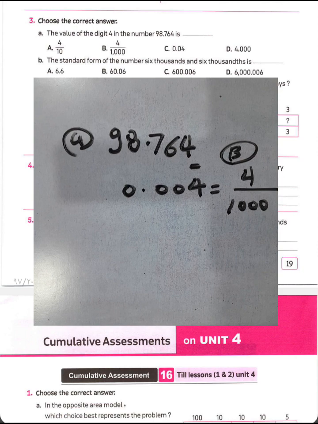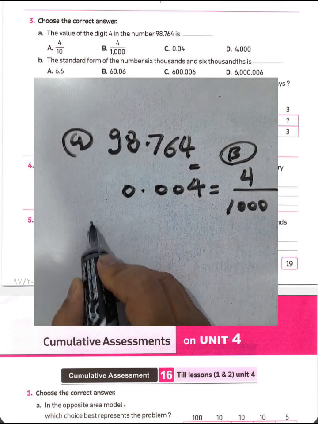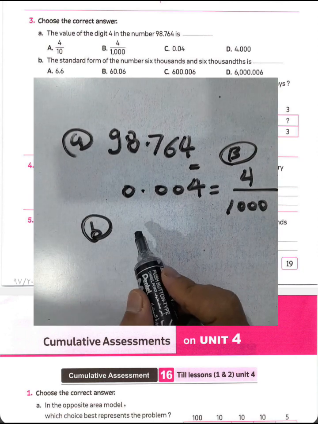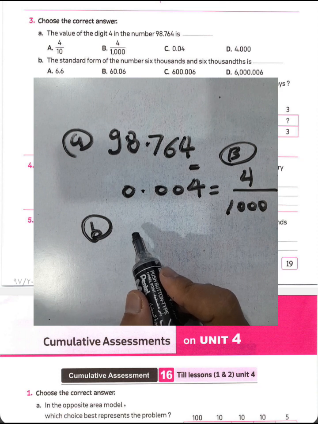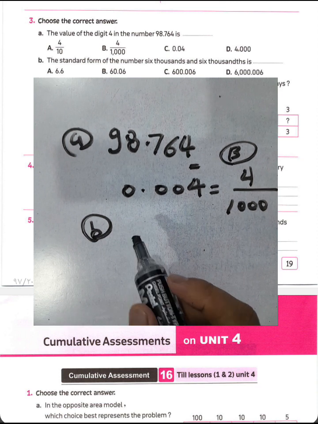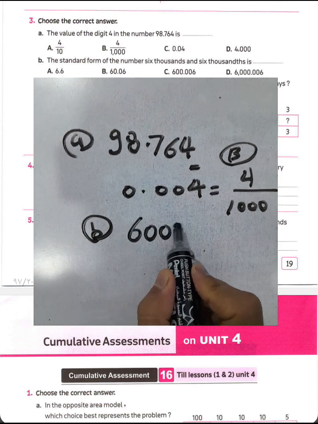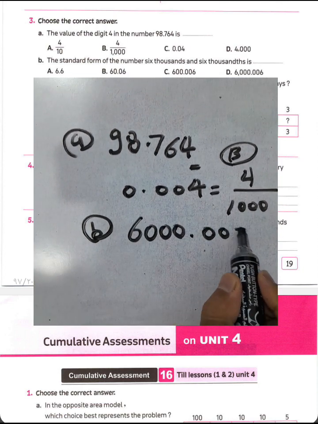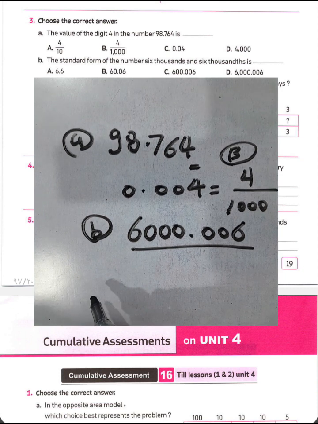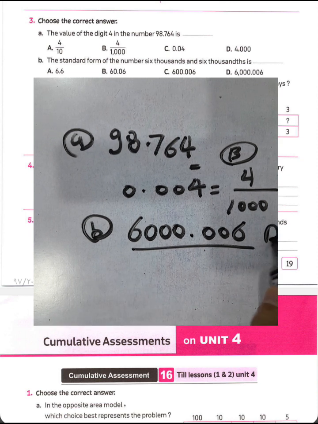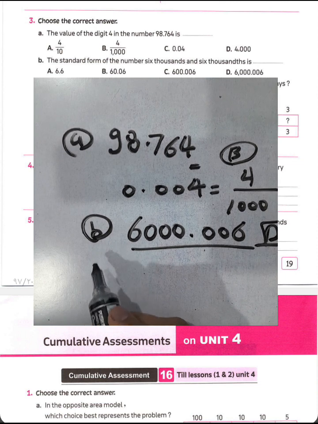Question letter B. The standard form of the number 6,000 and 6,005 is 6,000 and 6,005. The result. Question letter B. Choose letter what? Letter D. The result will be letter D for question letter B.